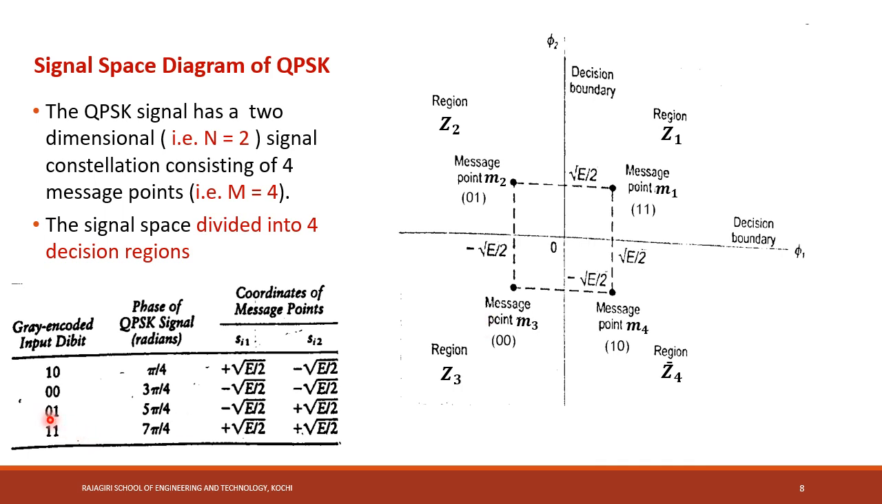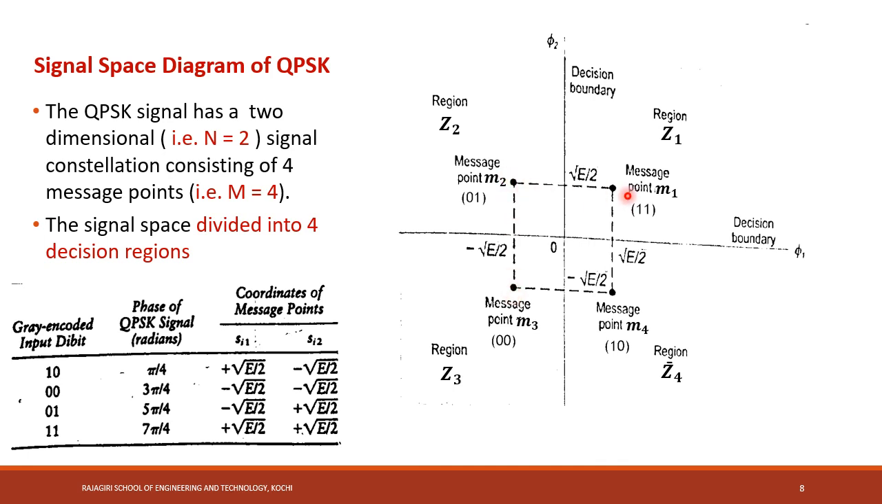Similarly, the message point corresponding to 0, 1 is minus root E by 2, plus root E by 2. The message point 1, 1 can be seen as plus root E by 2, plus root E by 2. So we get four points corresponding to the four symbols that can be transmitted.